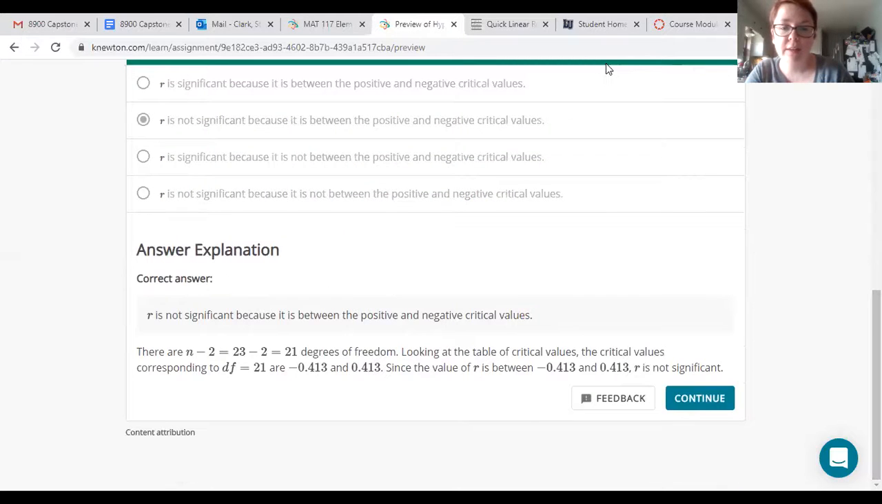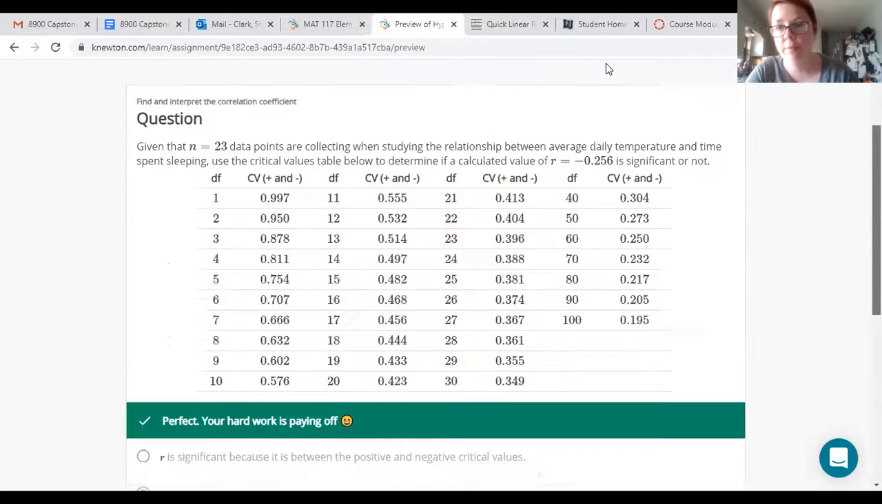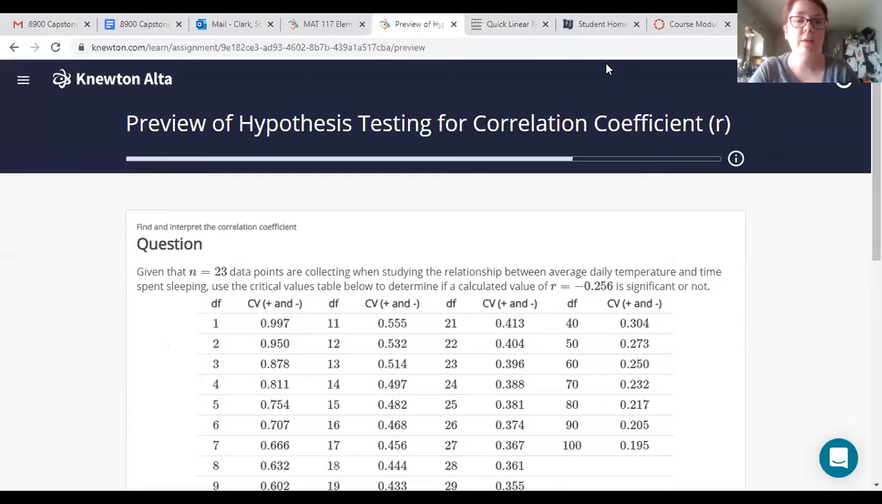And it explains it right there. So whatever that R value was, 0.25, whatever, it's going to fall between this range. So it's not bigger than it, so it's not significant. All right, so hopefully that makes sense.